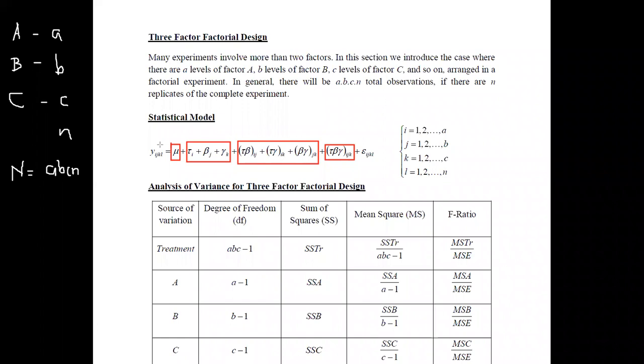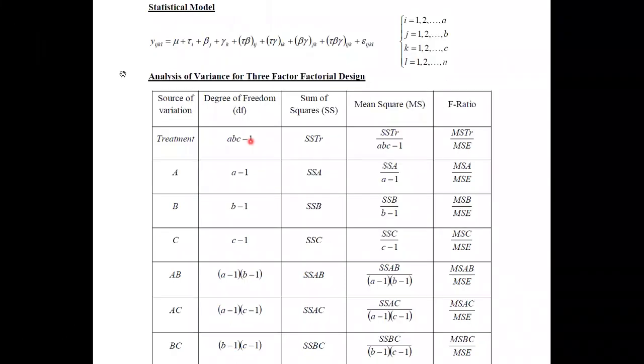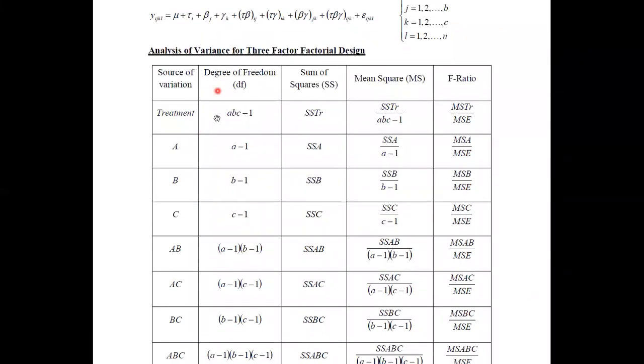And if this is the statistical model that we have identified, then we need to perform the ANOVA, which is the analysis of variance for this three-factor factorial design. You can follow this ANOVA table to identify the relevant calculations for each factor.